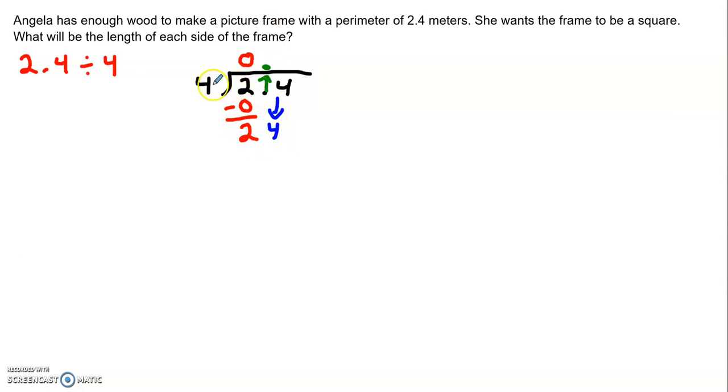And then I ask, how many 4s go into 24? I know in my facts, 6 times 4 equals 24. So 6 goes here. 6 times 4 is 24. 24 minus 24 is 0. So I know that my solution here is 0 and 6/10.